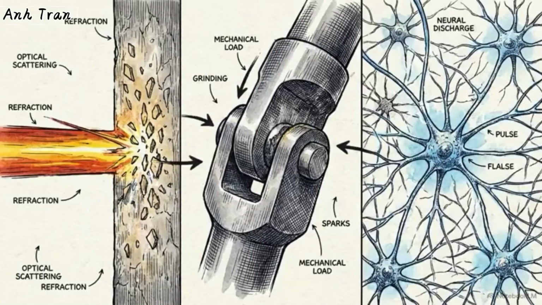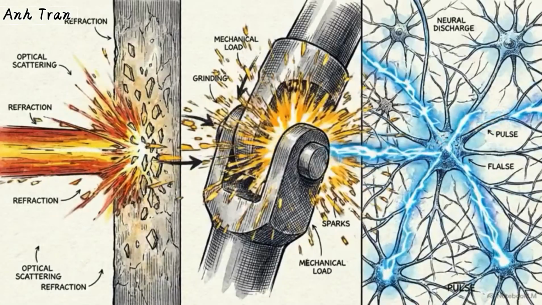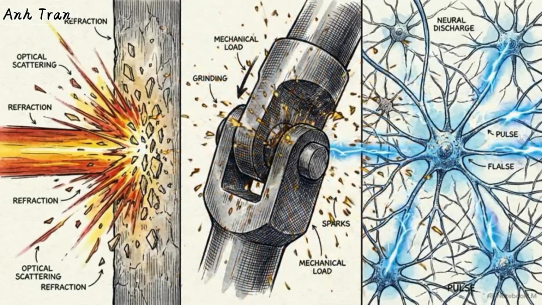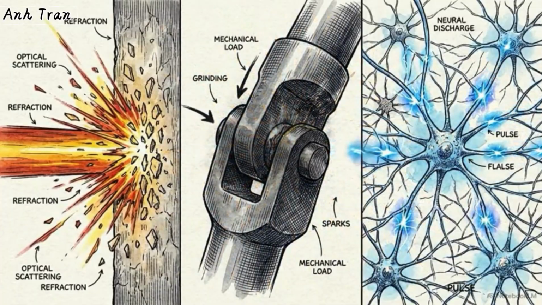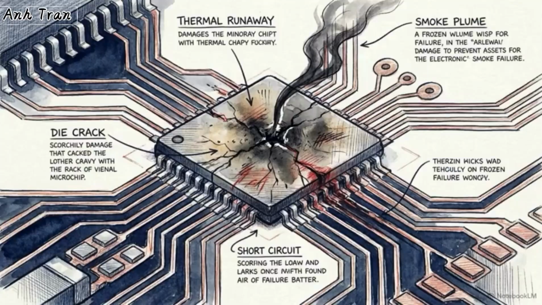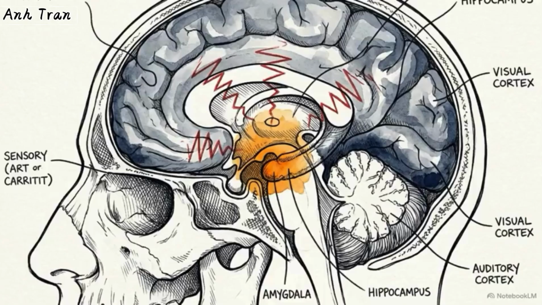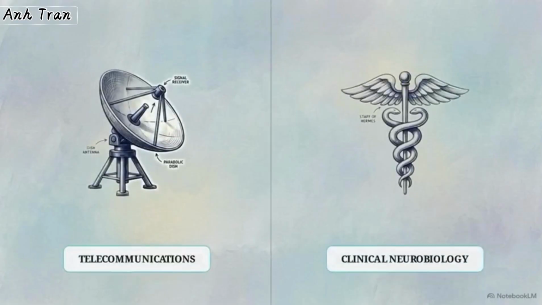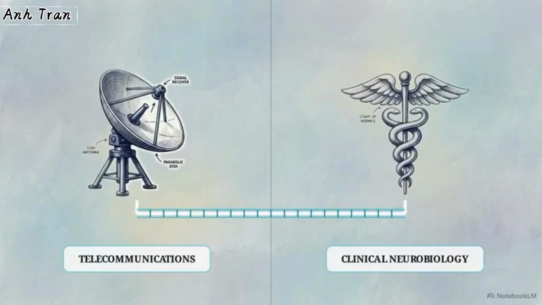faces the same baseline threat: continuous friction with a chaotic, shifting environment. Left unchecked, this constant interaction leads to systemic collapse, taking the form of parasitic energy loss in a circuit, mechanical fatigue in a joint, or sensory hyperarousal in the human brain. Across entirely disparate fields, from telecommunications to clinical neurobiology, stability relies on a specific, repeatable structural alignment.